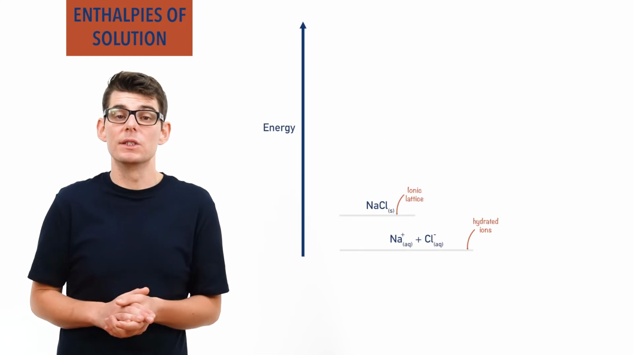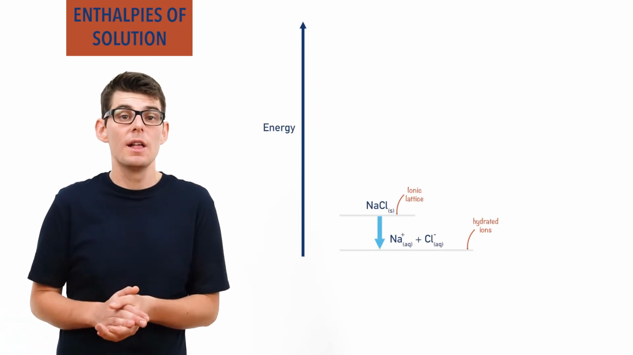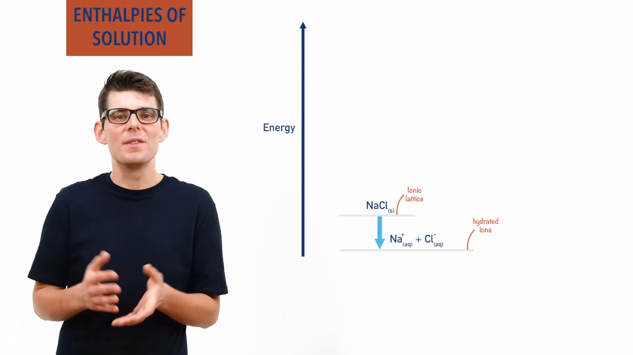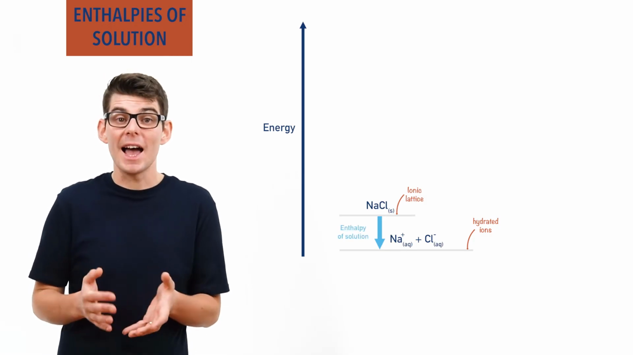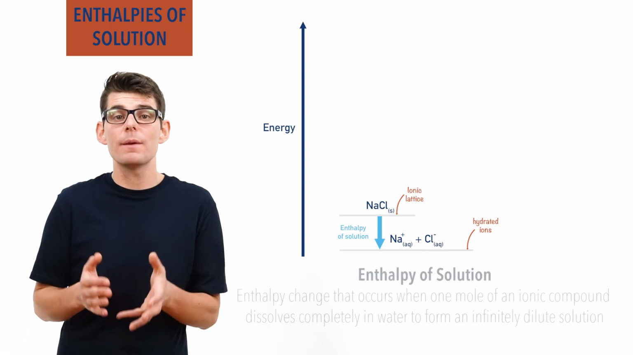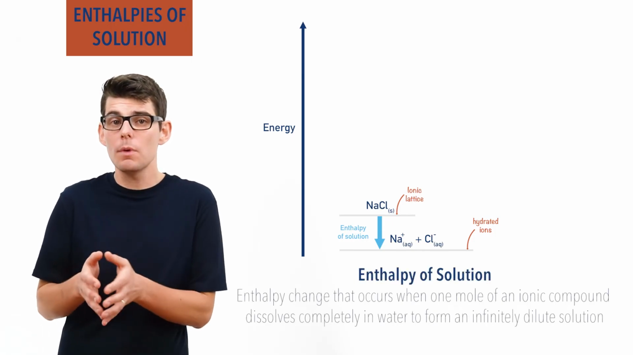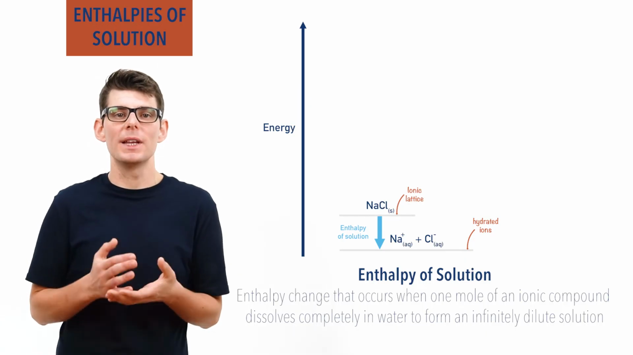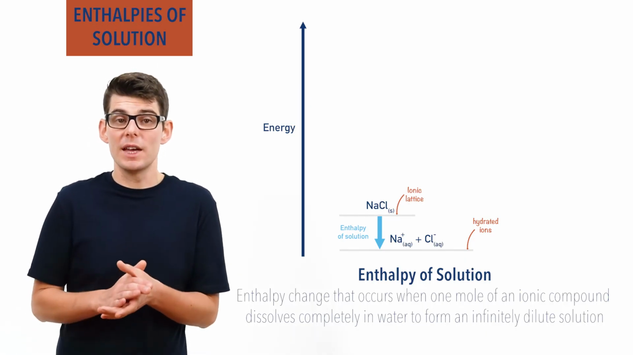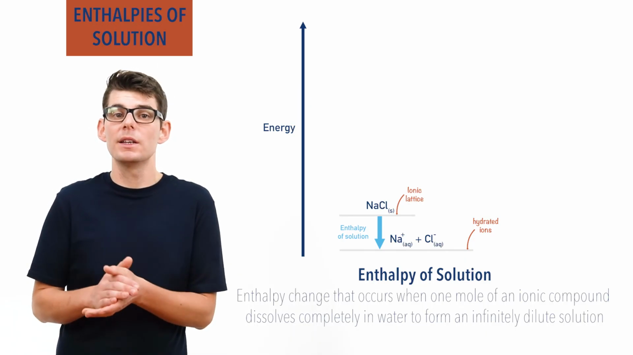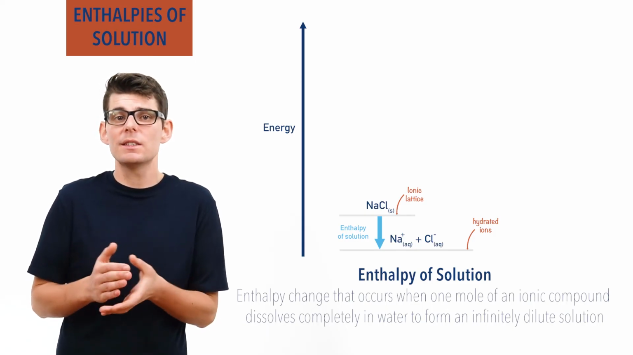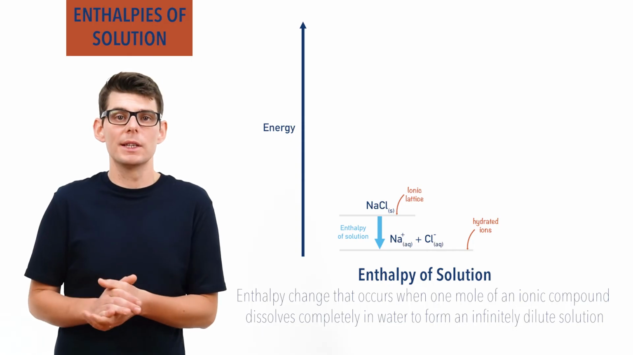Firstly, we can simply dissolve the ionic lattice in water. For this example, we'll use sodium chloride again. This would be enthalpy of solution, and as mentioned, refers to the enthalpy change that occurs when 1 mole of the ionic compound, NaCl, is dissolved in water to form an infinitely dilute solution of Na+(aq) and Cl-(aq) ions. This enthalpy change is easy to measure and can be found experimentally.